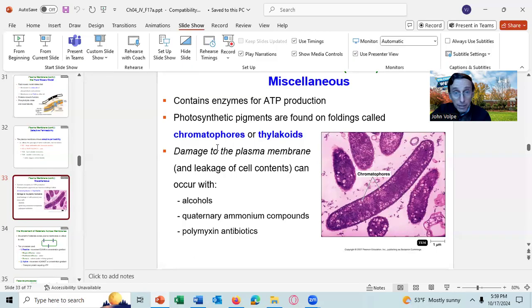The plasma membrane can be damaged. Once it gets damaged, either holes will form in it or the plasma membrane will be dissolved, and that will allow leakage of the cytoplasm outside the cell, which will kill the cell. You can damage the plasma membrane with alcohols, quaternary ammonium compounds, and polymyxin B or polymyxin antibiotics. Polymyxin B is one specific polymyxin antibiotic. Polymyxin antibiotics tend to put holes in the cell membrane. Alcohol will totally dissolve the cell membrane. Any question about any of that?